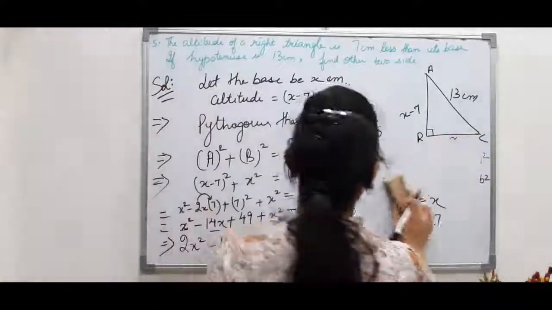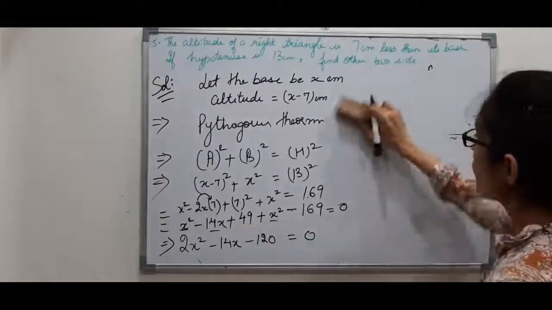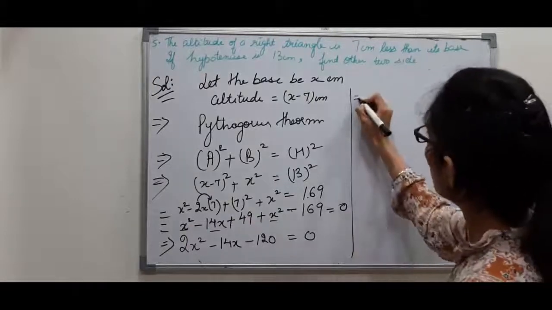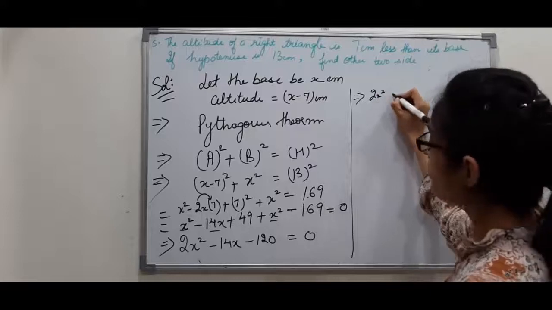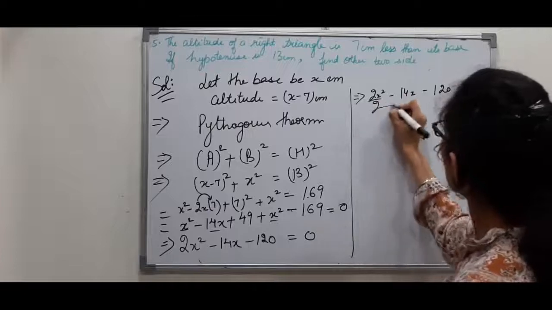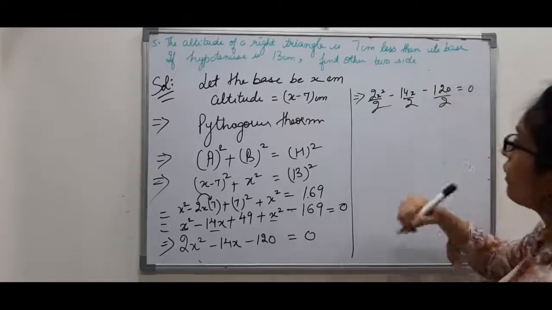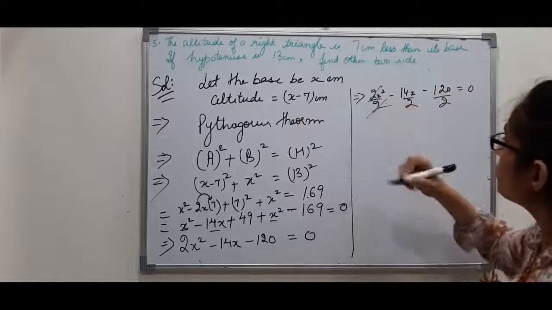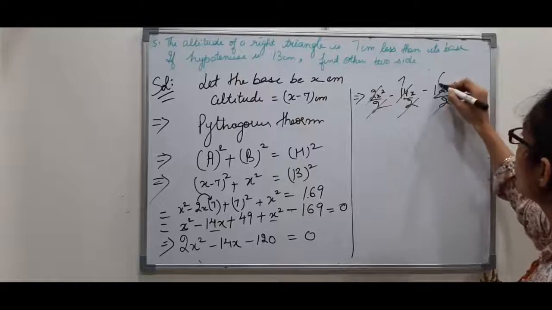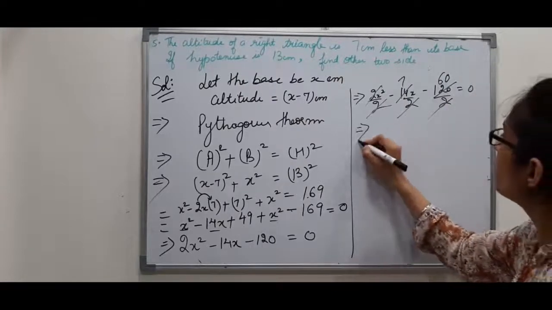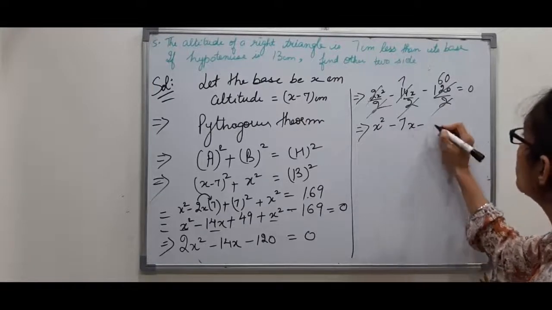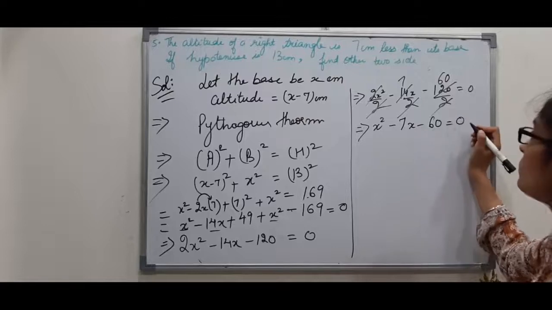So this is our required quadratic equation, and here we can see in the entire equation 2 is a common multiple. So we will just divide the entire equation by 2 to convert it into a more simplified form. This 2 and this 2 will get cancelled. 2 into 1 is 2, 2 into 7 is 14, 2 into 1 is 2, 2 into 60 is 120. So the required quadratic equation is x square minus 7x minus 60 equals to 0.